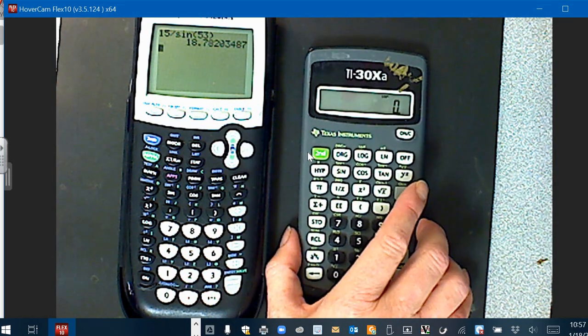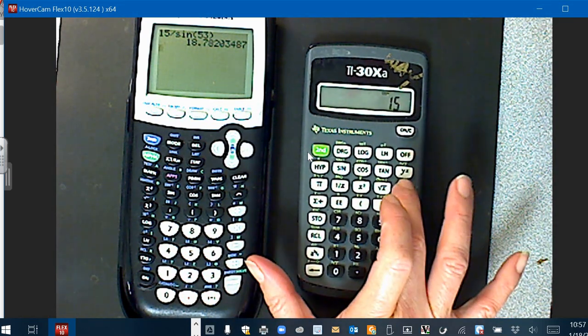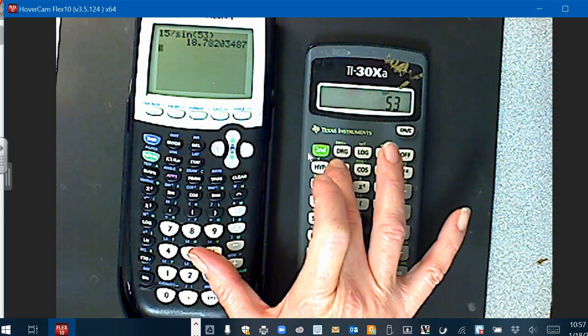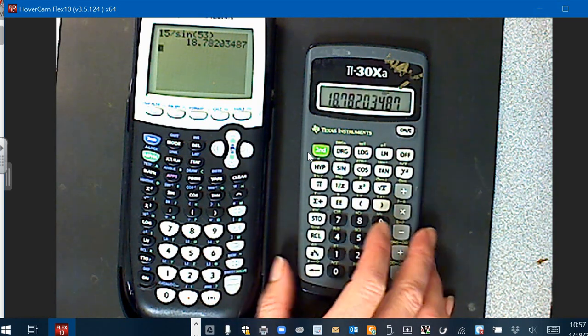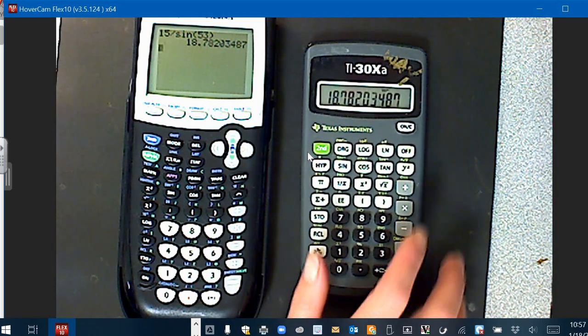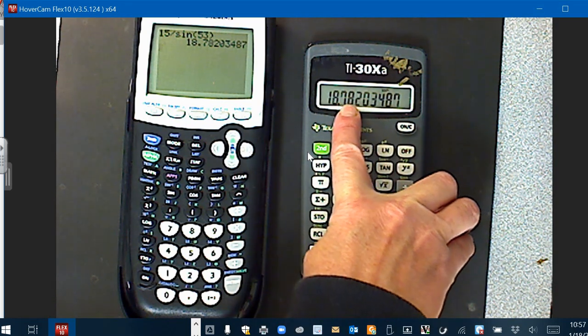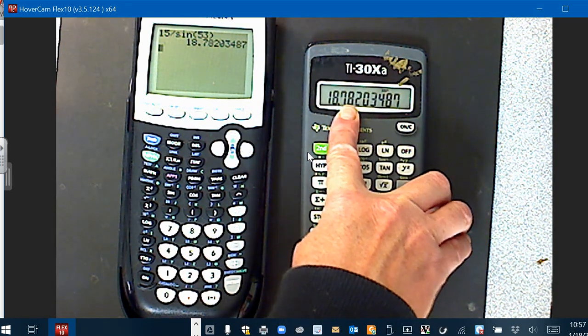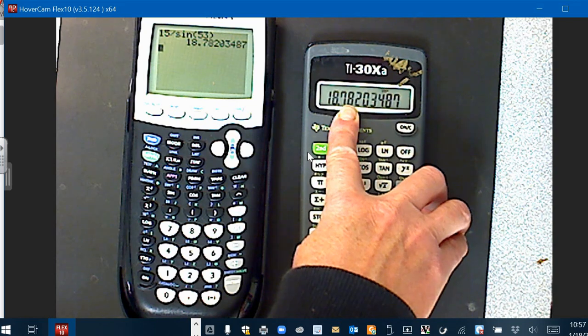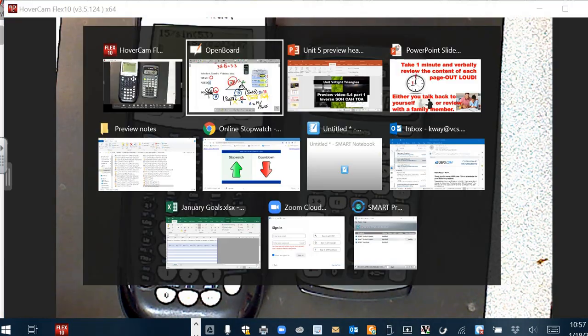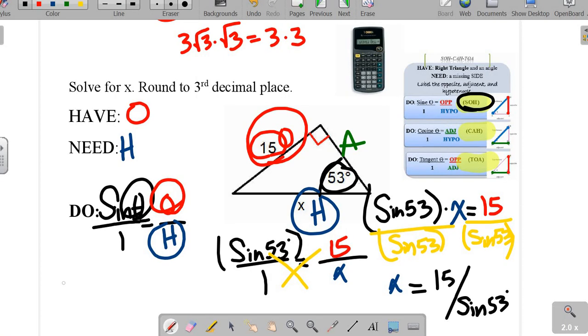This way, a little different: 15 divided by 53 sine, enter. You're going to get the same thing, 18.78. For my written test, you go to the second decimal place. Alex is often going to ask you to go to the first. 18.78. So x is approximately 18.78.